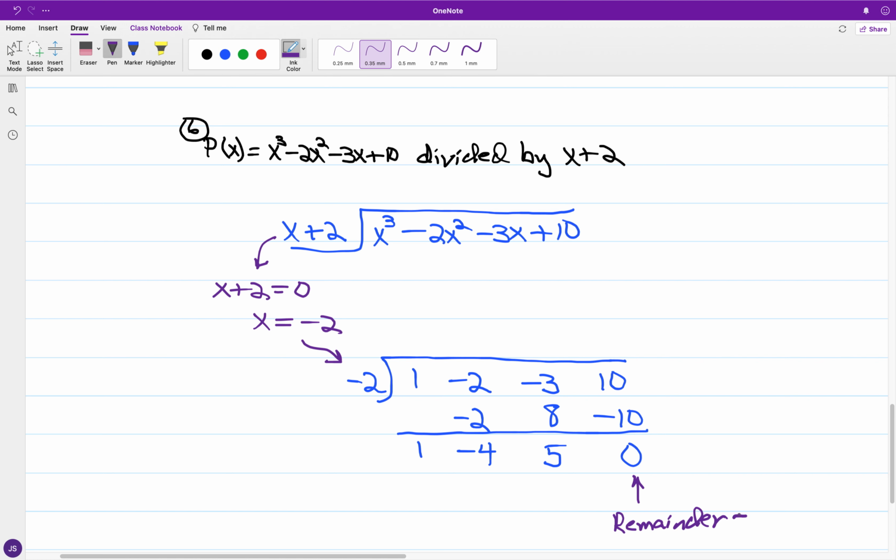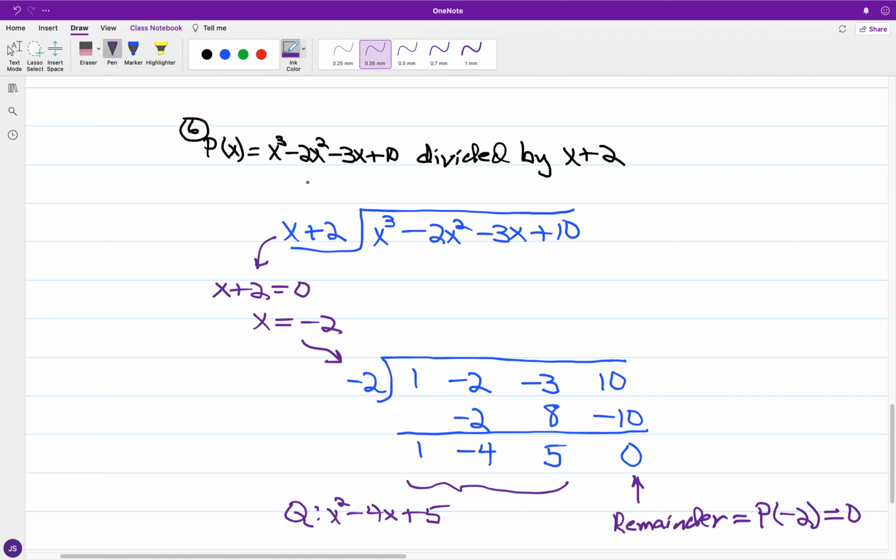And guess what? For the remainder, in functional terms, that would be p of negative 2, and that comes out to 0. And if the problem is asking for the quotient, the quotient would end up as x squared minus 4x plus 5. So this is what we have. And again, your remainder is p of negative 2, which is 0.